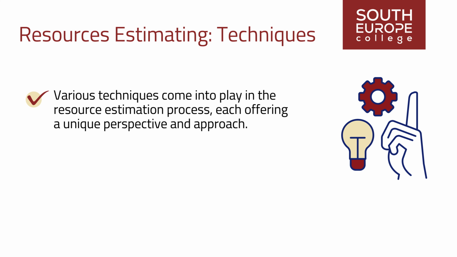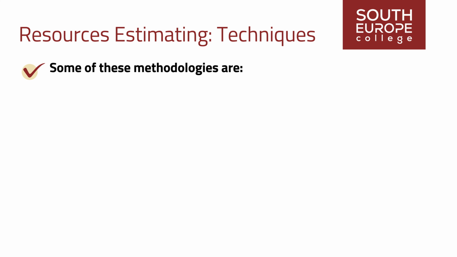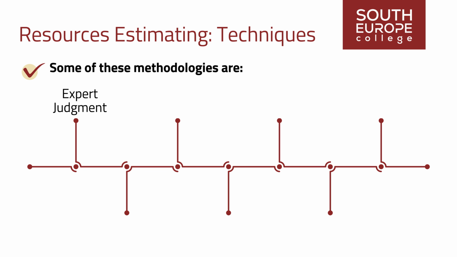Various techniques come into play in the resource estimation process, each offering a unique perspective and approach. Some of these methodologies that guide the estimation of crucial resources shaping the trajectory of project endeavors are expert judgment. This technique involves seeking expertise from individuals or groups with specialized knowledge or training in team and physical resource planning and estimating. Bottom-up estimating entails estimating team and physical resources at the activity level, which are then aggregated to develop estimates for work packages, control accounts, and summary project levels.